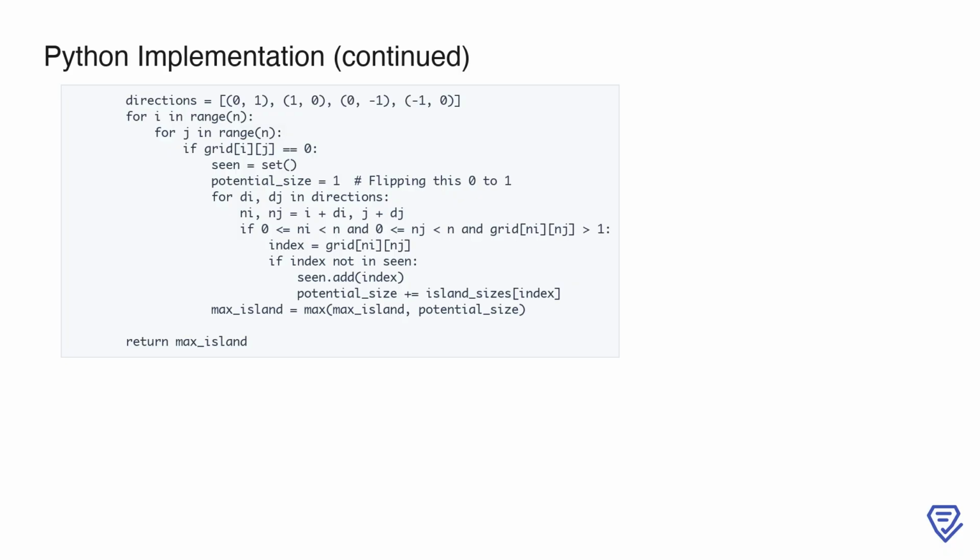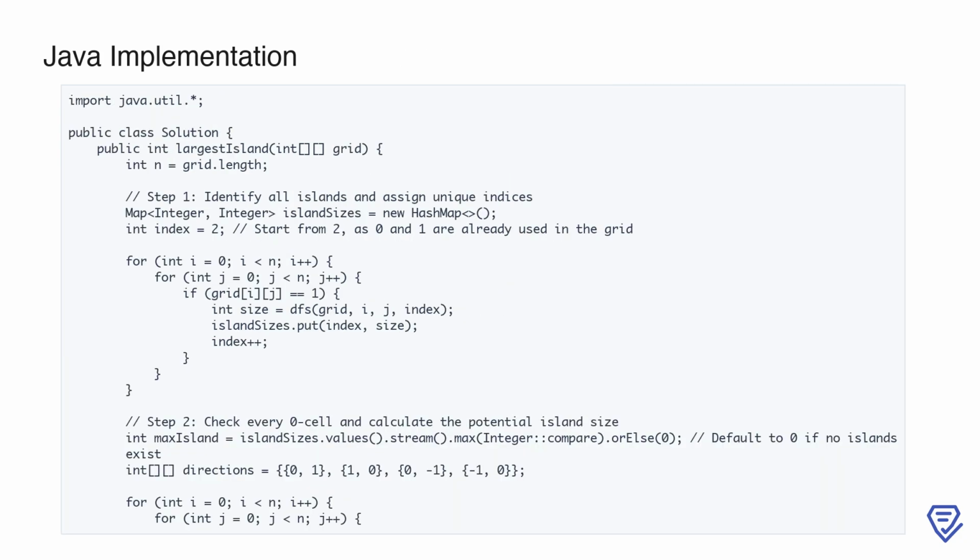To ensure we don't count the same island multiple times, we use a seen set to track island indices we've already added. After calculating the potential size for each zero cell, we compare it to the current max_island value and update if the new size is larger. Finally, we return the maximum island size as the result, which represents the largest island we could achieve after performing one optimal flip.